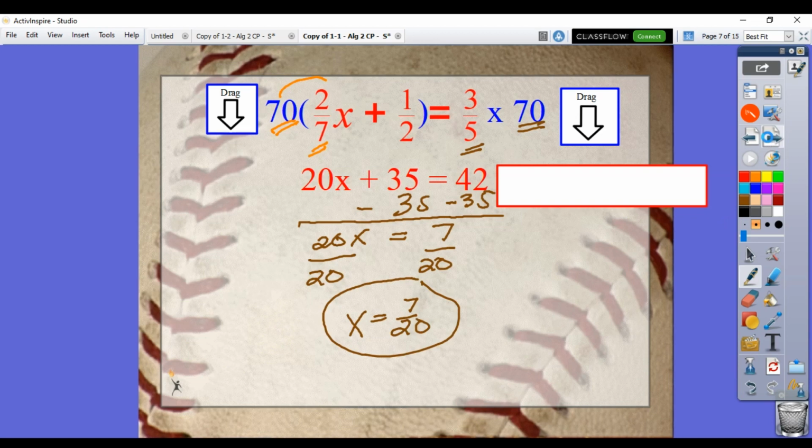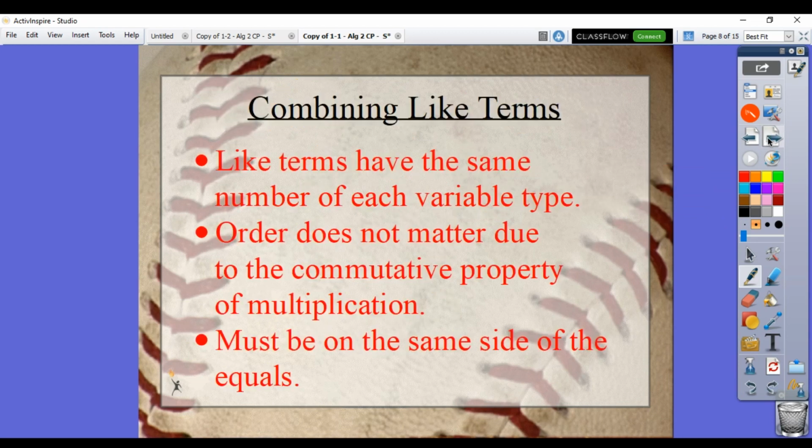Very simple, right? Kaboom. So combining like terms, as I mentioned a while ago, is adding apples to apples, bananas to bananas. Like terms have to have the same number of each variable type. So 2x and 3y are not like terms, but 2x and minus 5x are like terms. You can combine them. Order does not matter due to the commutative property of multiplication. Okay, they must be on the same side of the equal sign.